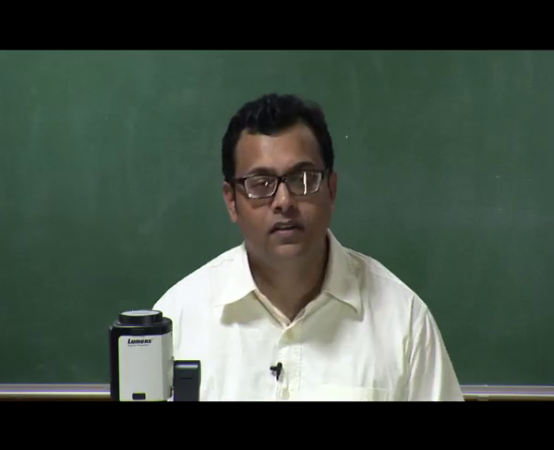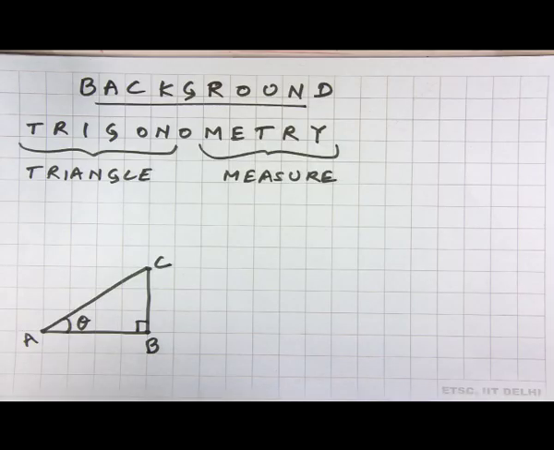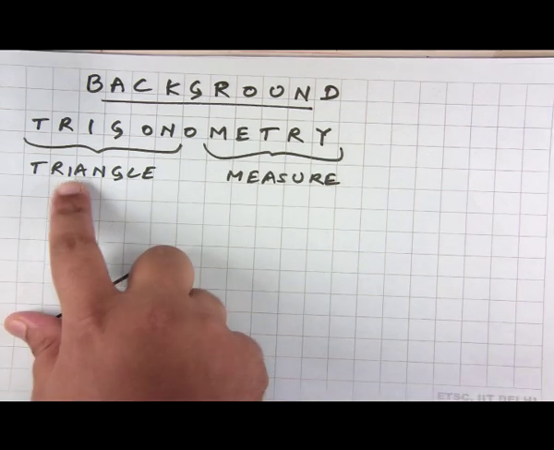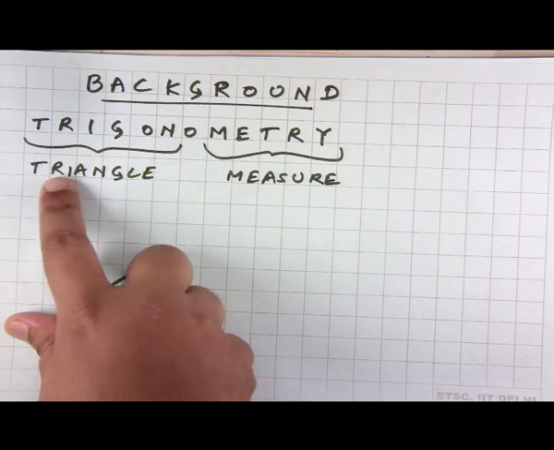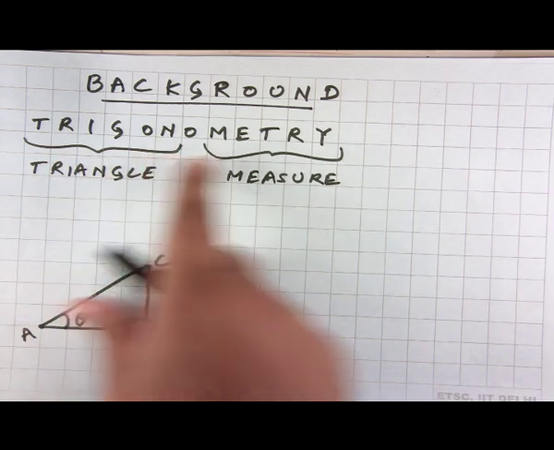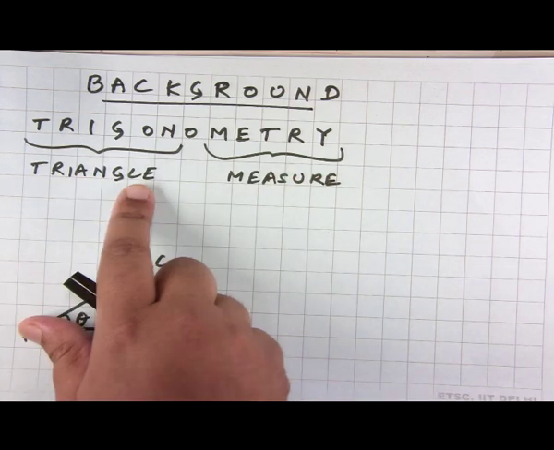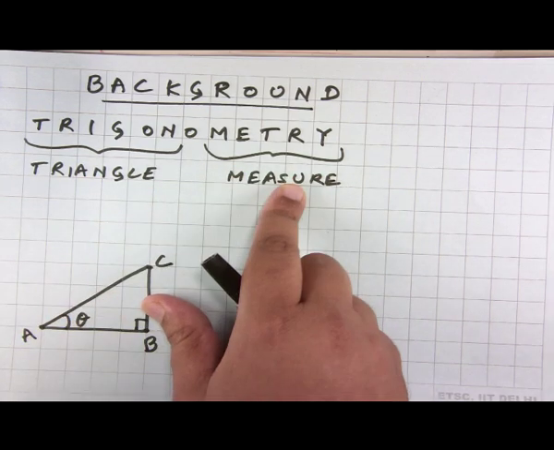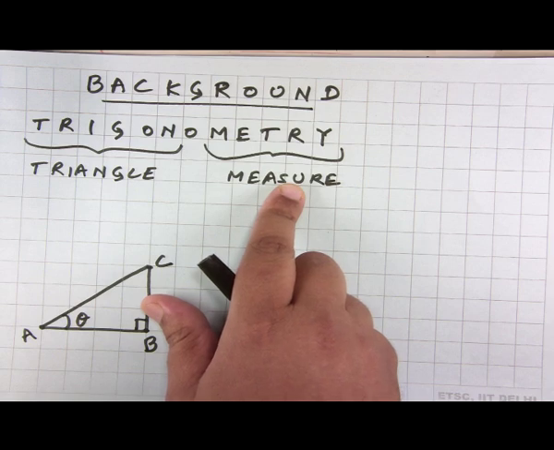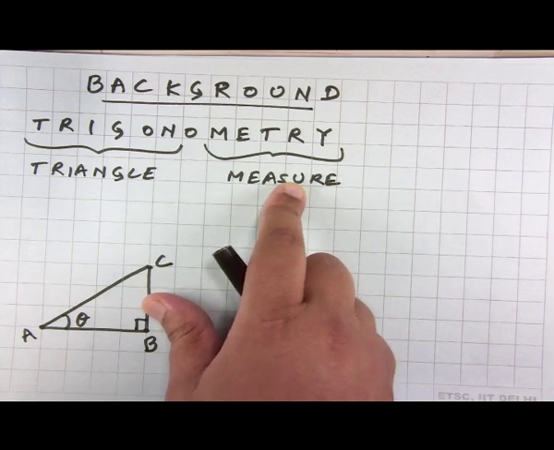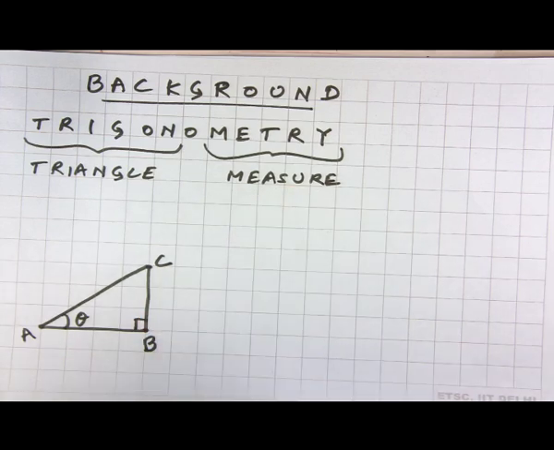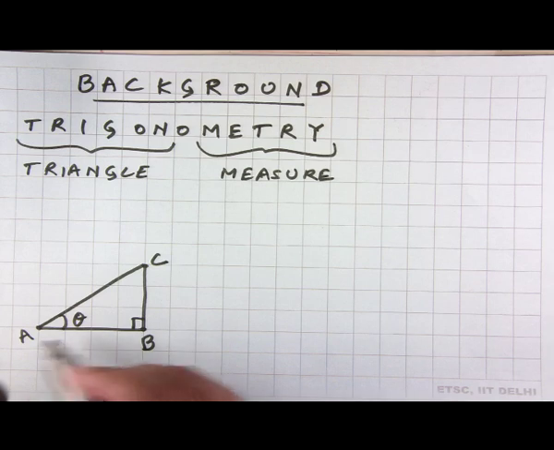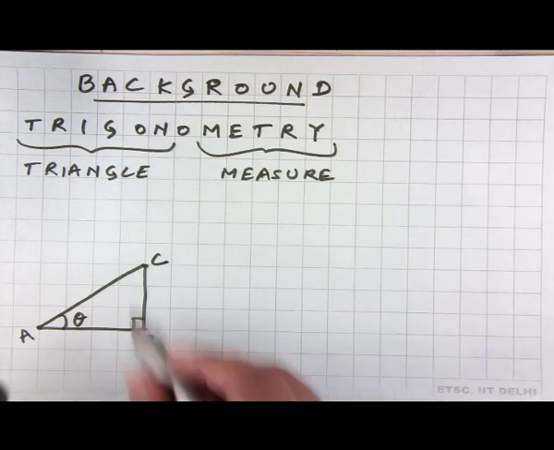We will start with discussing a little bit of background which you would have already studied in your 10th standard. It is basically a Greek word which is composed of trigono and metron. So, trigono means triangle, metron means measure. So, it is essentially the study of measuring the sides of triangles and also finding the relation between the angles and sides of triangles. For example, let us take this right angle triangle here ABC.